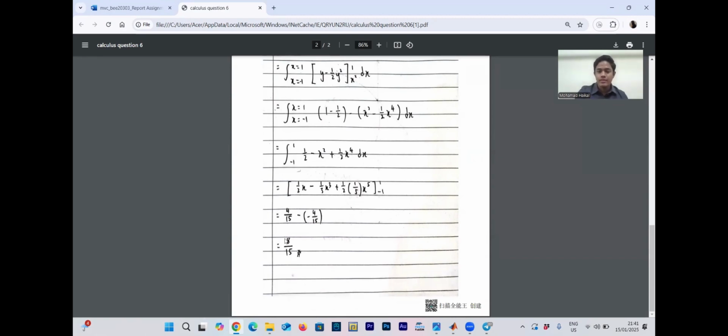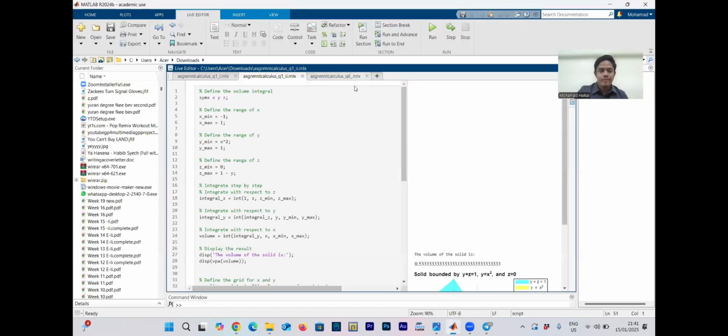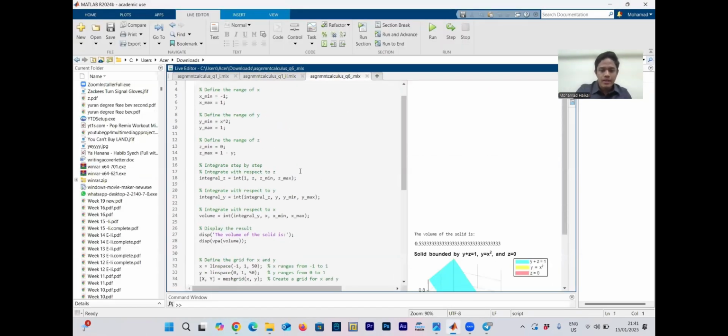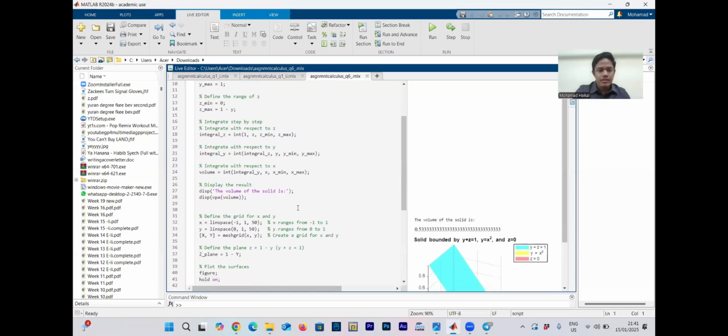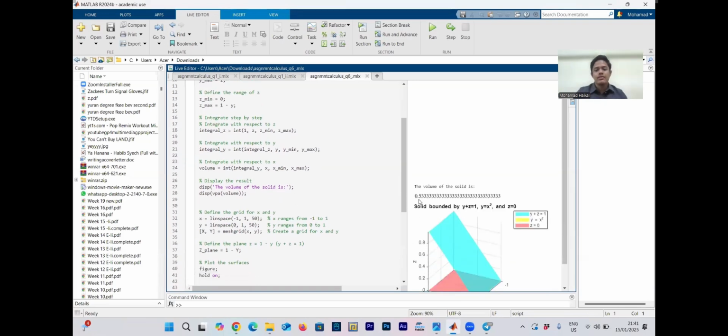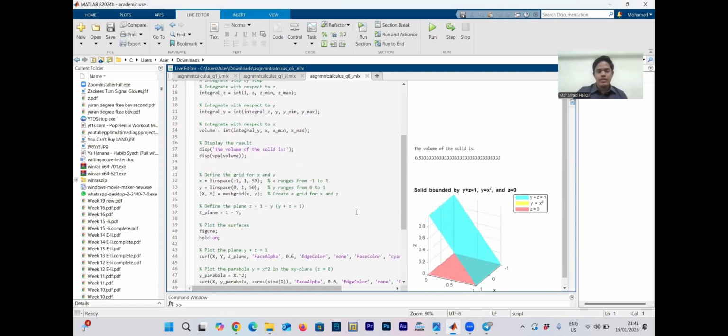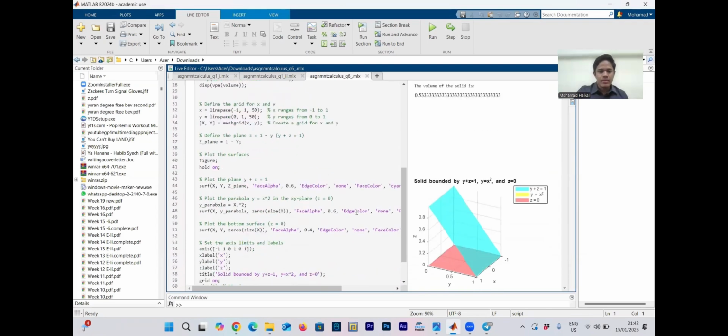To verify this answer, we use the MATLAB software. We put in the command and the code, and we get the same answer, 0.53333. If we convert it, we get 8 over 15, so the answer from the simulation and the equation are the same. We also get the 3D graph, which is the solid bounded by y plus z equals 1, y equals x cubed, and z equals 0.